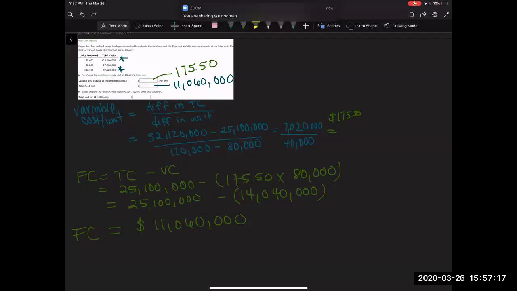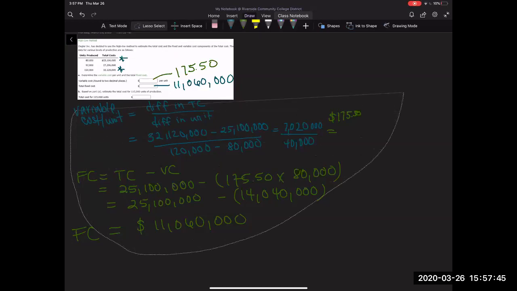All right, guys, so hopefully you came up with some of these same answers. Once I did all of my calculations, my variable cost per unit came out to $175.50. And then my total fixed cost came out to $11,060,000. Now B is one that we did not discuss, so I wanted to come back and make sure I showed you these answers, but also explain B. Give me a second, and I am going to just cut this out and then put it somewhere else, okay?